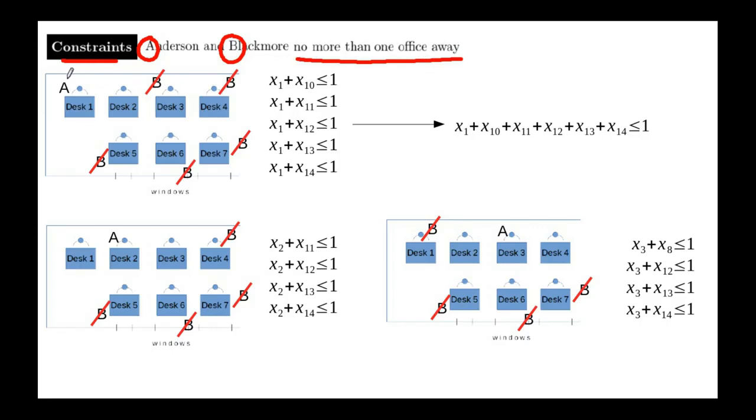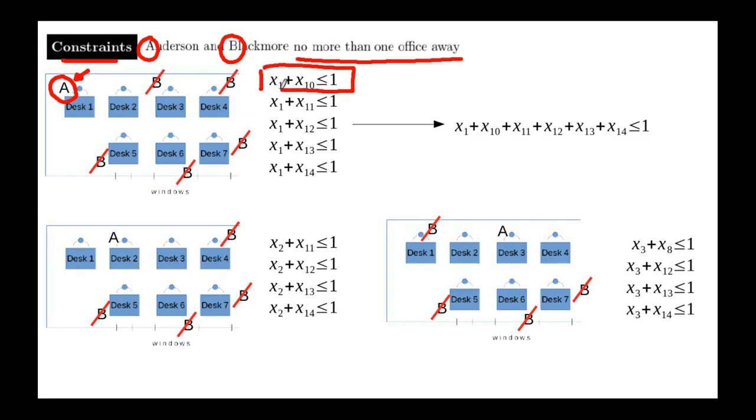Here, if I put A on desk number 1, B cannot be in 3, 4, 5, 6, and 7. Okay? Because if A at the end is assigned to desk number 1, B cannot be assigned in all these positions. It will be assigned here. But we don't know if A will be assigned here. It's only a question at this moment. It's uncertain.